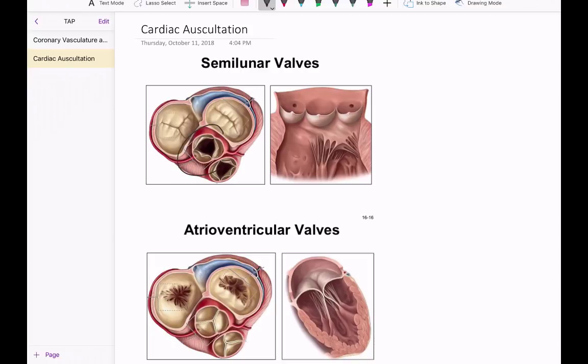So here is the aortic valve, and here is the pulmonic valve. And how do I know which one is which? Well, the aortic valve has the left and the right coronary vessels emanating from it. Here is the right coronary artery, and here is the left coronary artery.